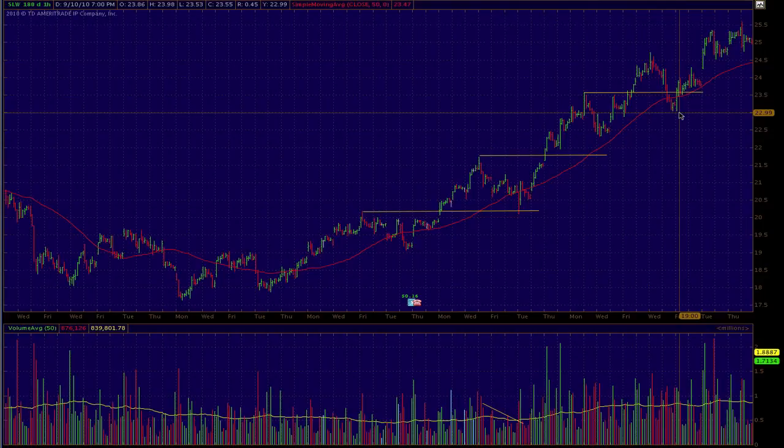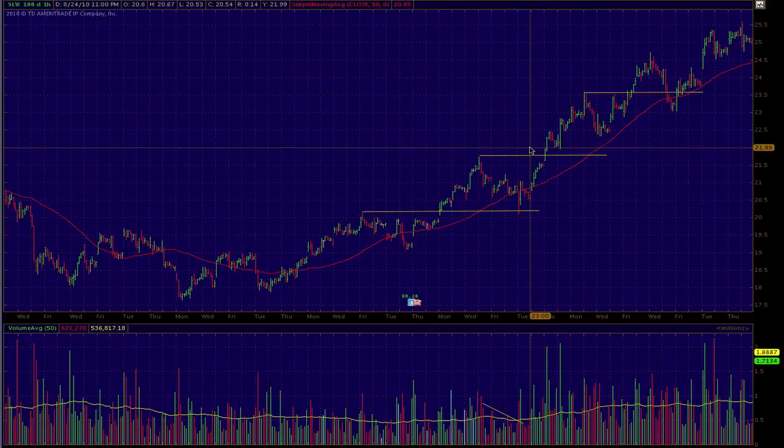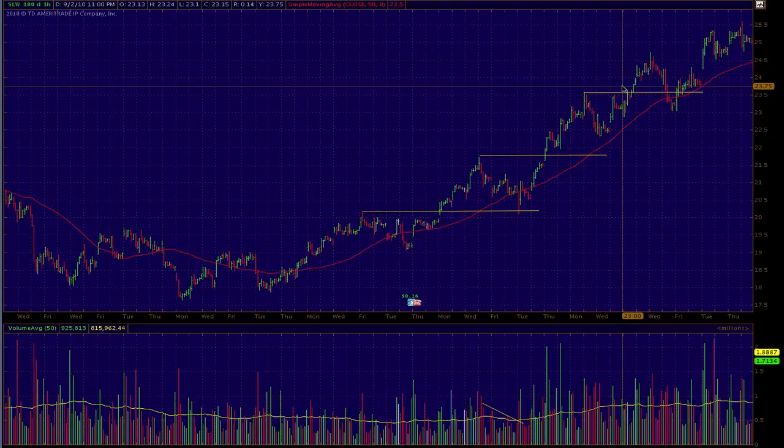But if you notice this here, we got our stair steps here. The first step, the second step, and the third step. That's our favorite pattern to trade. When you have a trend that looks like a stair, that's our favorite setup.